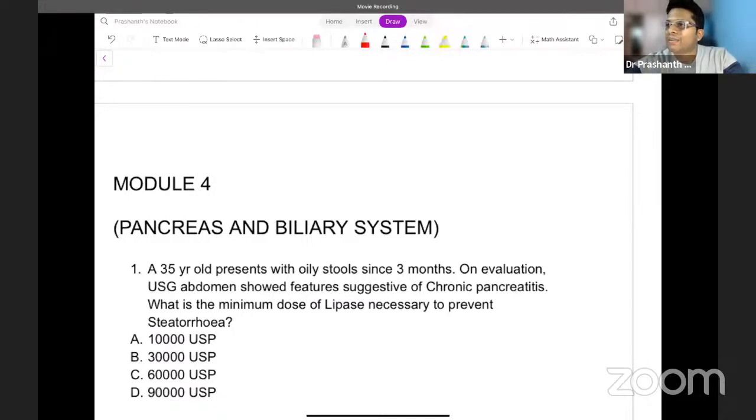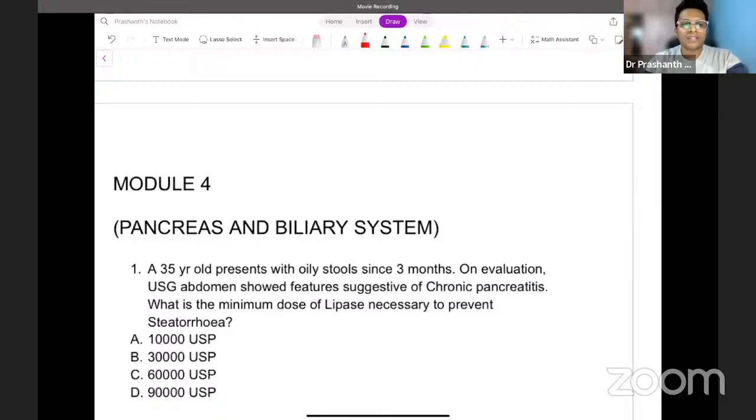So today the YouTube live session that we will be discussing is about module 4 in medical gastroenterology, which included the topics of pancreas and biliary. Sorry for that. I've also switched on my phone to see if any questions come along the way. So we will start the session right away.